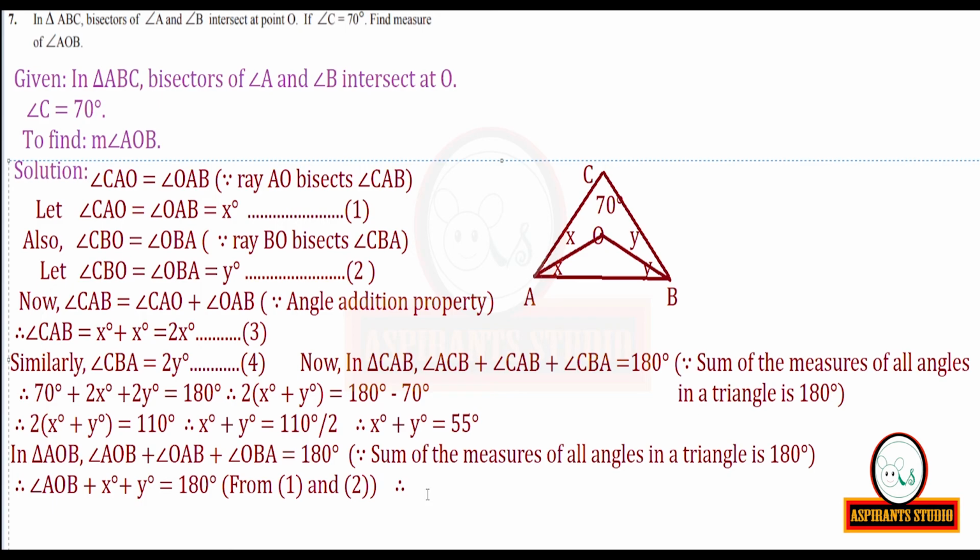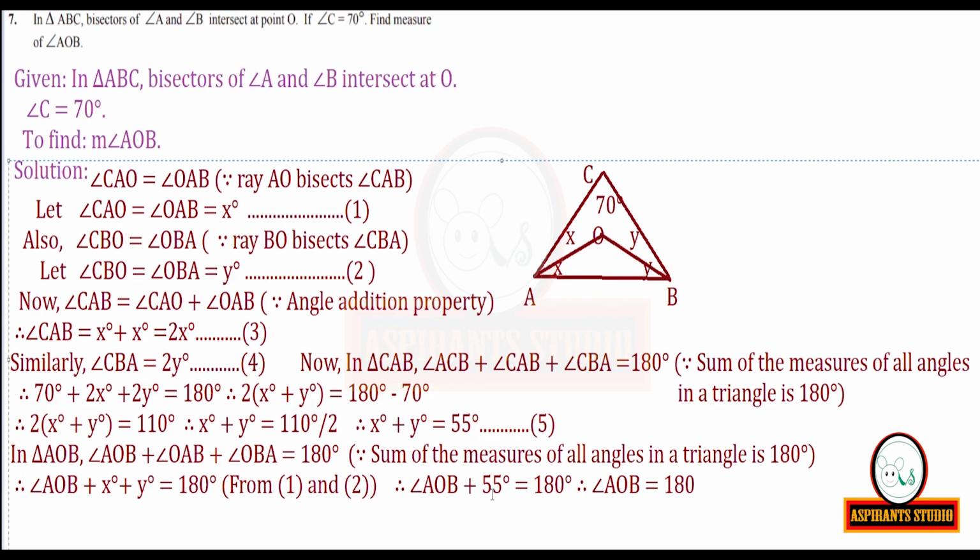This is from equation 5. Take x degrees plus y degrees is equal to 55 degrees to be equation number 5. Previously we have found out x degrees plus y degrees is equal to 55 degrees. Take it to be equation number 5. So here you will write the reason as from equation number 5 we get measure of angle AOB plus 55 degrees is equal to 180 degrees. Now take plus 55 degrees to the other side of the equal to sign. You will get it as minus 55 degrees.